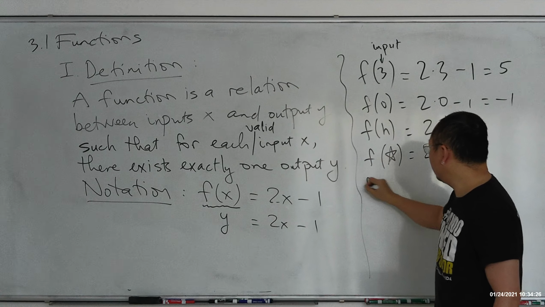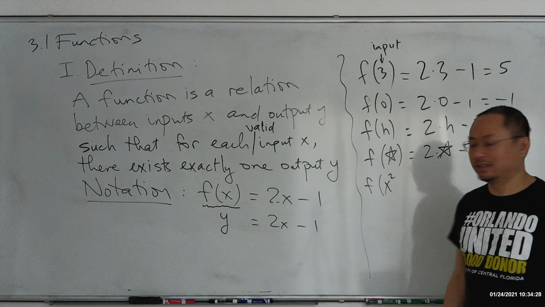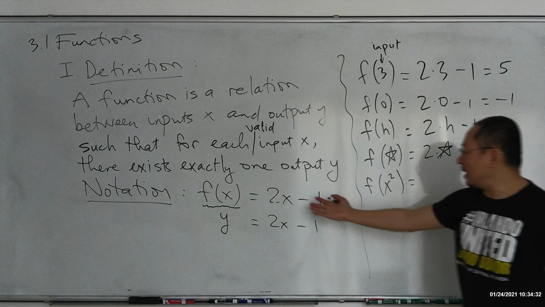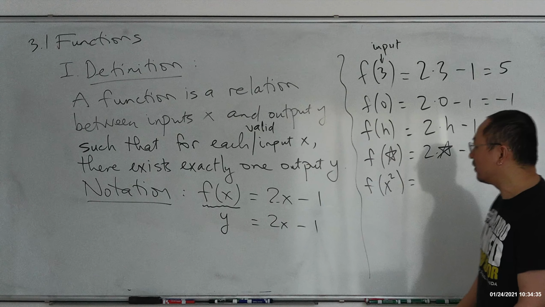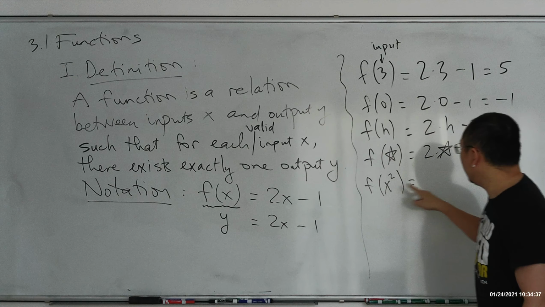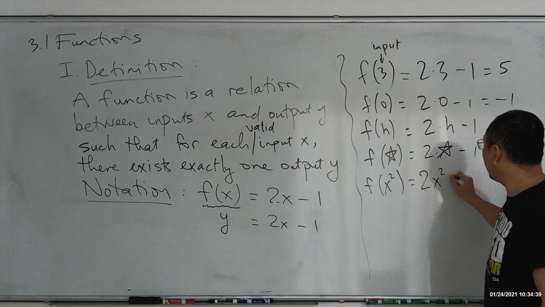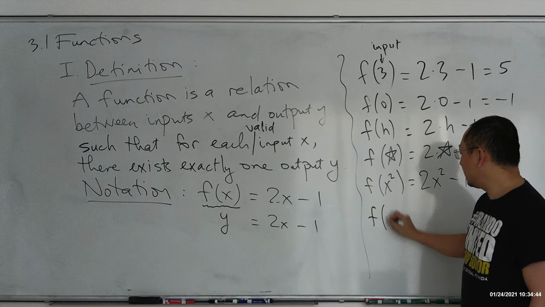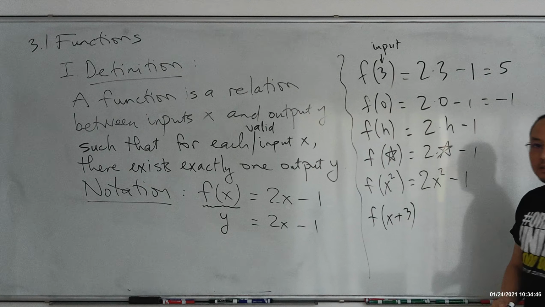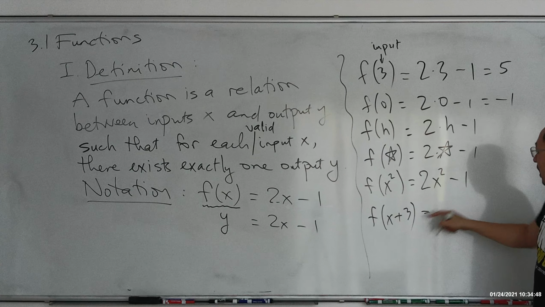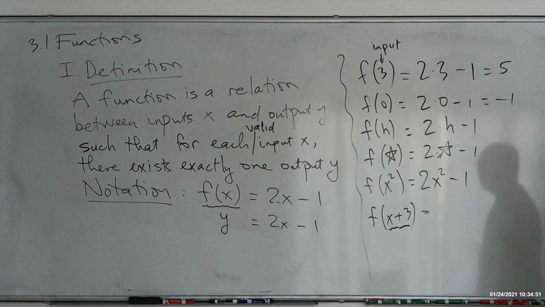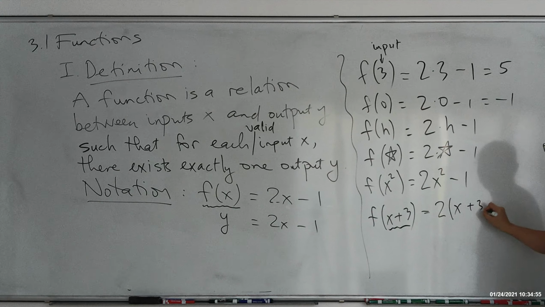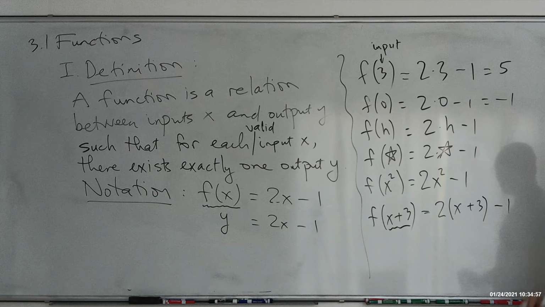If I plug in, say, x squared, now what? It's like a machine. The function is a thing. Whenever you plug in, follow the form of the recipe. So 2 times the input, so 2 times x squared, and then minus 1. What if I plug in, say, x plus 3? Now I understand the input is x plus 3, so I'm going to double it, 2 times (x plus 3), and then minus 1. Of course, go ahead and simplify it later on.